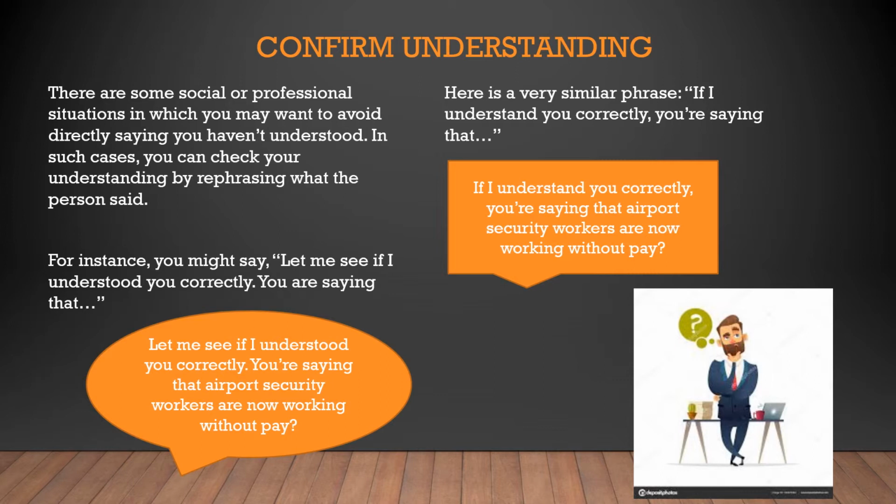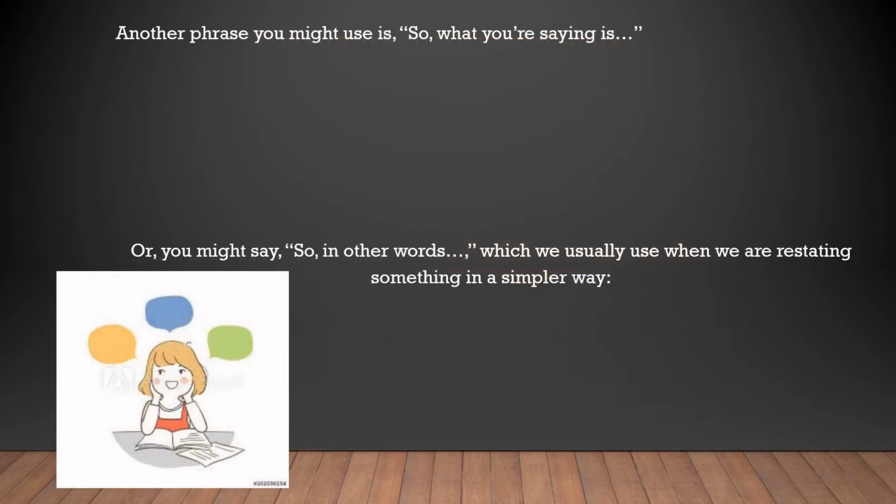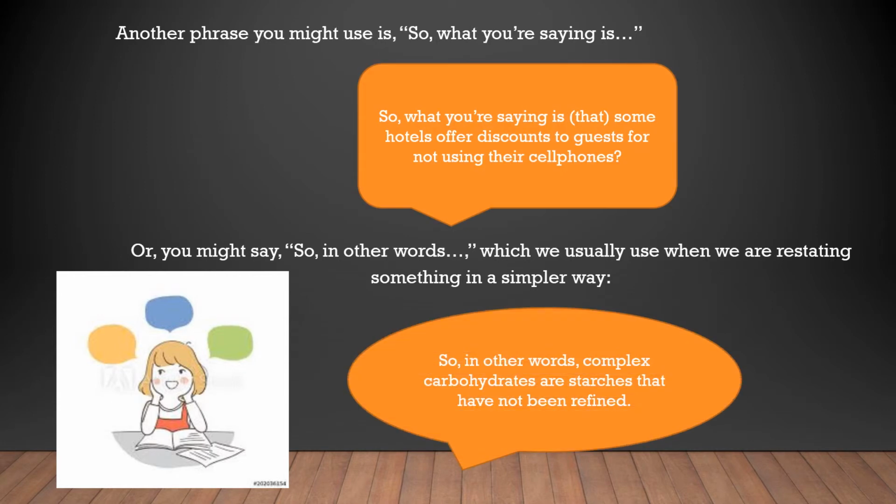Another phrase you might use is "so what you're saying." So what you're saying is that some hotels offer discounts to guests for not using their cell phones. Or you might say "so in other words," which we usually use when we are restating something in a simpler way. So in other words, complex carbohydrates are structures that have not been refined.